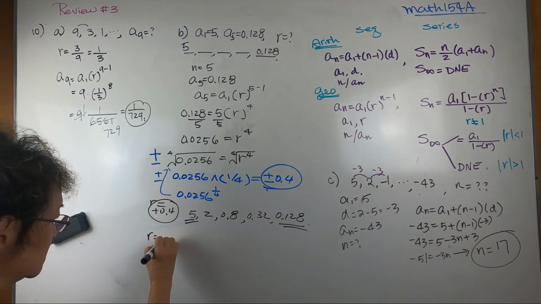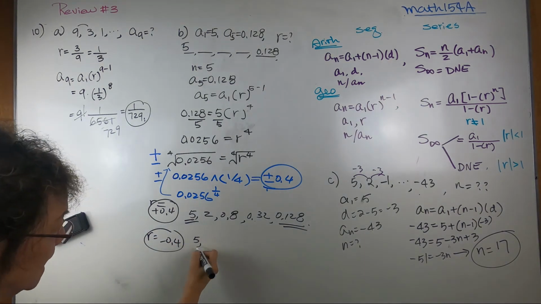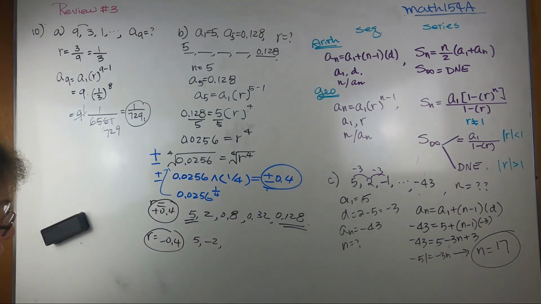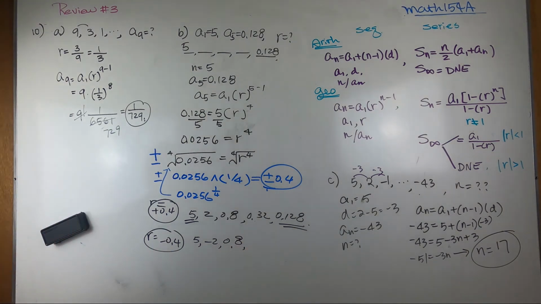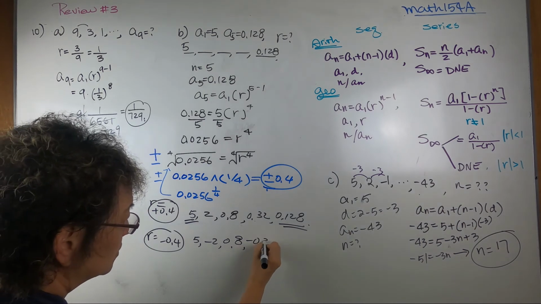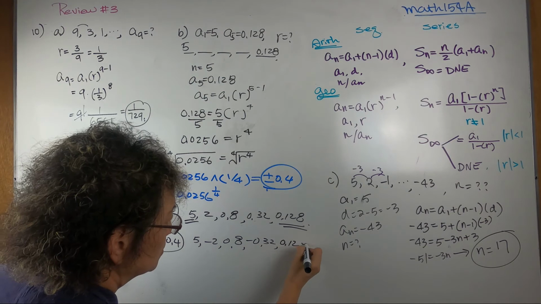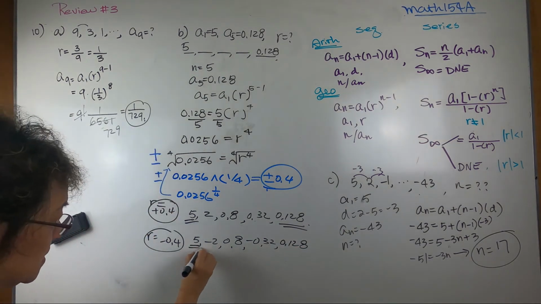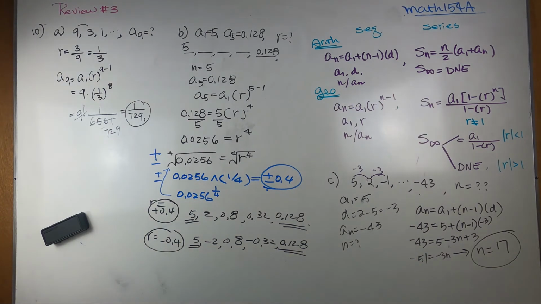What happened if r is negative 0.4? Let's take a look. The first one is 5, the next one is negative 2, then multiply, the next one is 0.8, the next one is what? Negative 0.32, then times again, 0.128. So the first one is still 5, the last one is still 0.128. So r can be what? Two of them will work.